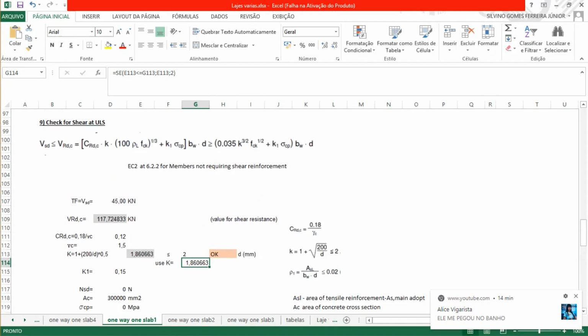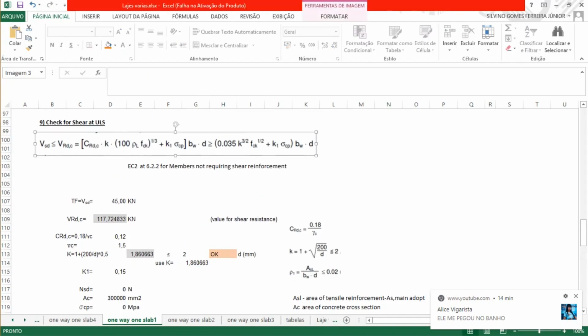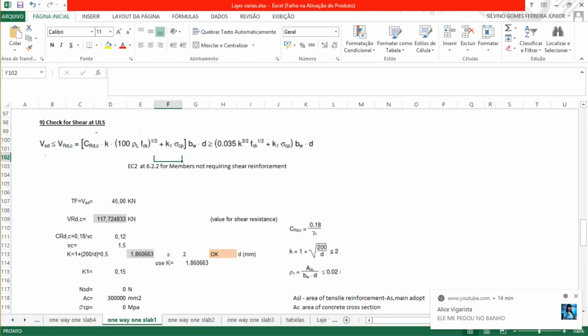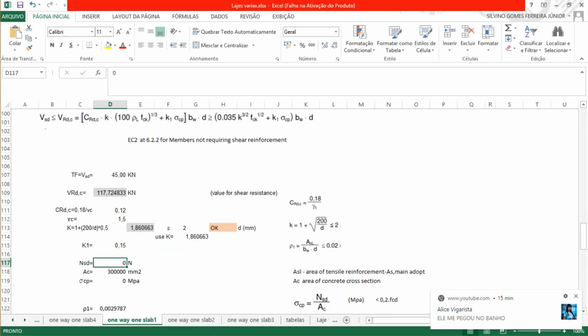In the equation we have K1 here. But this value is fixed. We don't need to continue because we don't have an axial force in this example. So there is no tension here. We don't have axial force or prestressing.